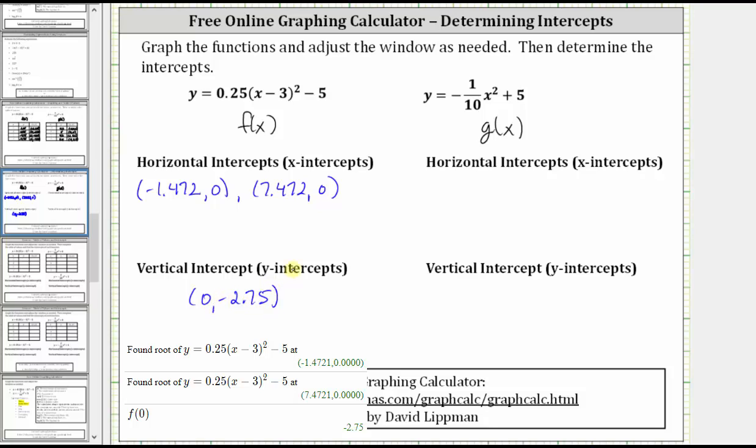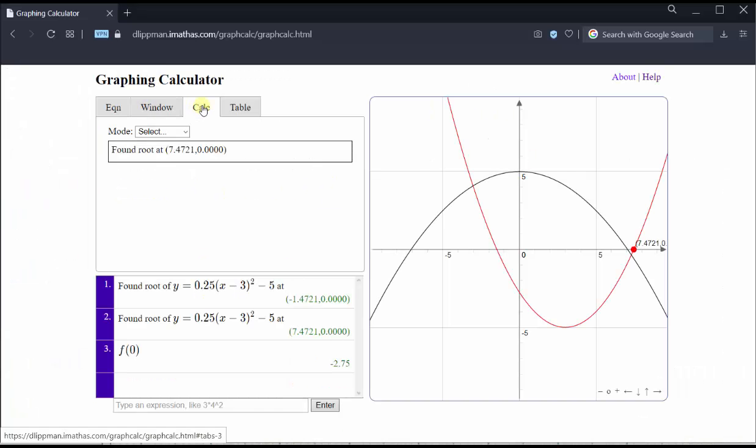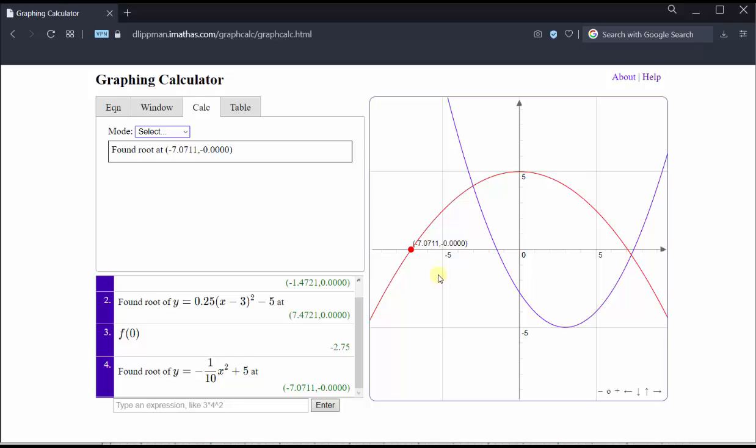And now let's repeat the process for our second equation or second function g of x. Since we already have the calculation tab open, we click the mode, select root 0, click on the curve we want to find the root of or x-intercepts of, which is now the black graph g of x. Draw a box around the roots or x-intercepts. Starting on the left, we draw a box around the left x-intercept, which gives us the approximate coordinates of the first x or horizontal intercept, and repeat the process.